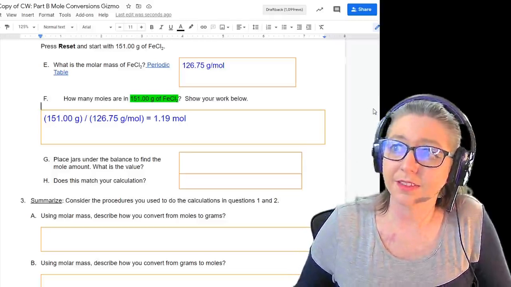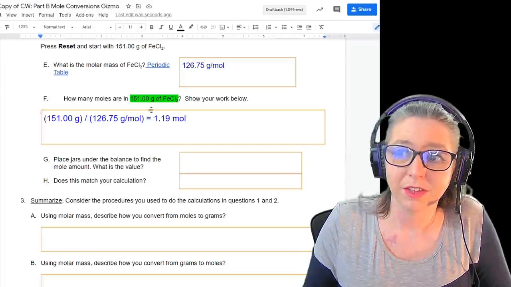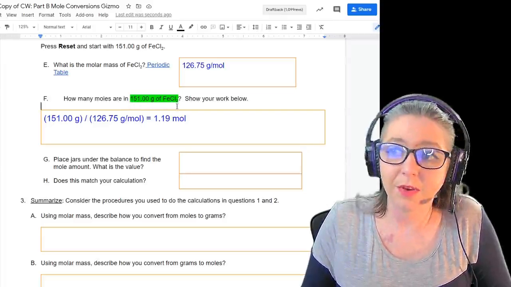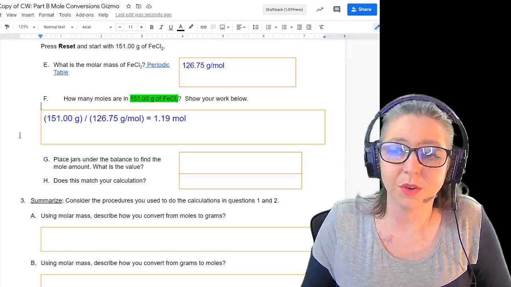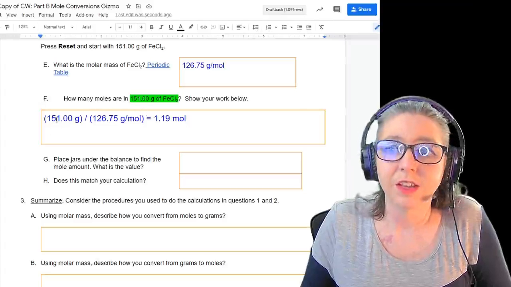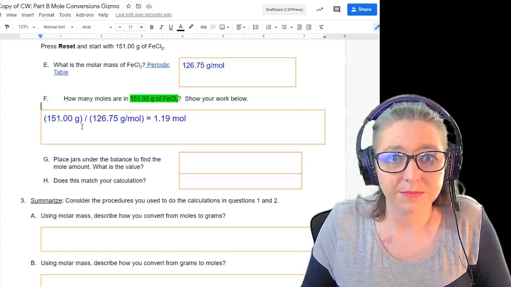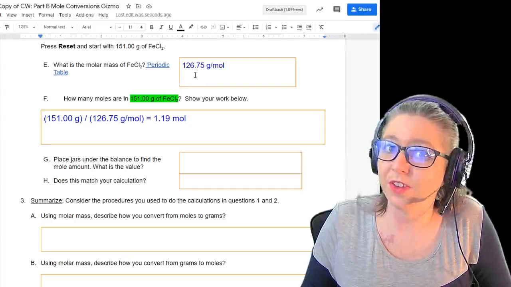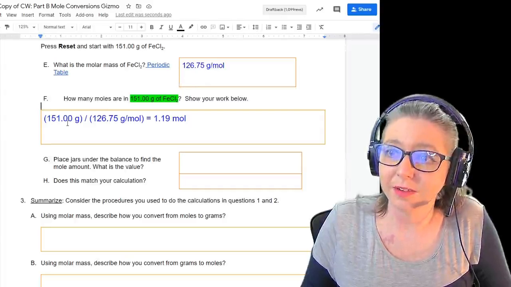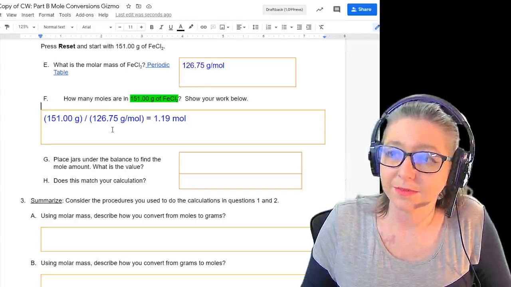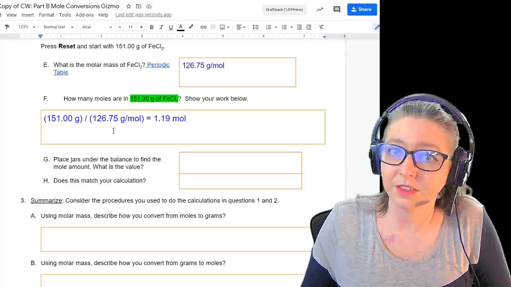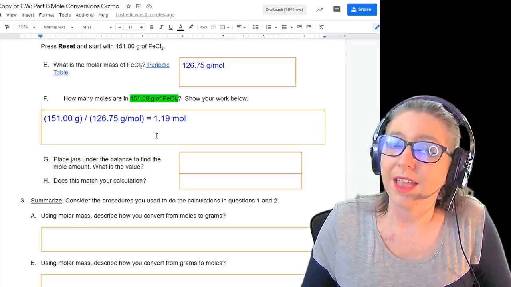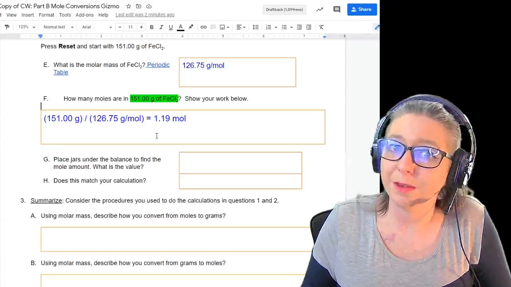So again, I asked everyone to highlight their given amount. So I highlighted my 151 grams of FeCl2 green. Then when I did my work, that's what I started with. You always start with what you're given. So I started with 151 grams. I know that every 1 mole has 126.75 grams in it. So I divided my given by my molar mass. Again, my grams cancel each other out. My moles jumps up to the top of the problem. And I'm left with 1.19 moles.